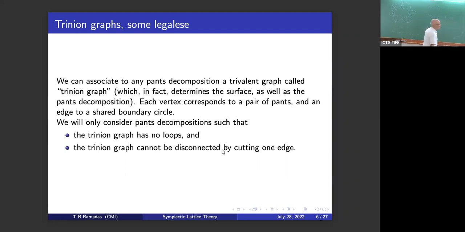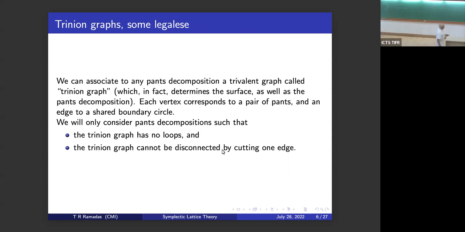Okay, so you get a trivalent graph called the trinion graph of the pants decomposition, and conversely, the trinion graph encodes the surface and the pants decomposition in a fairly obvious way. So there is a dictionary between trivalent graphs and pants surfaces together with pants decompositions.